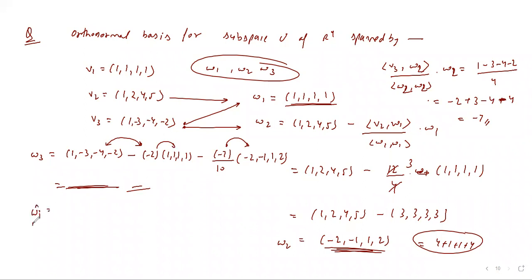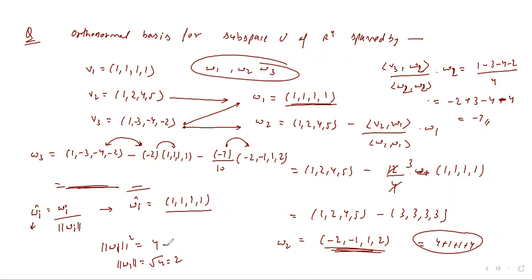For this orthogonal set of vectors, wi cap would be equal to wi upon the norm of wi. So I will do it for w1. The wi cap would be wi, that is 1 1 1 1, divided by the norm of w1. The norm of w1 whole square is equal to 4, so the norm of w1 is root 4, which is equal to 2. We know how to find the norm: it is just the root of 1 square plus 1 square plus 1 square plus 1 square, which is equal to 2. So this is my 1 by 2, 1 by 2, 1 by 2, 1 by 2. This is my orthonormal vector. Similarly, you can find it for w2 and w3.